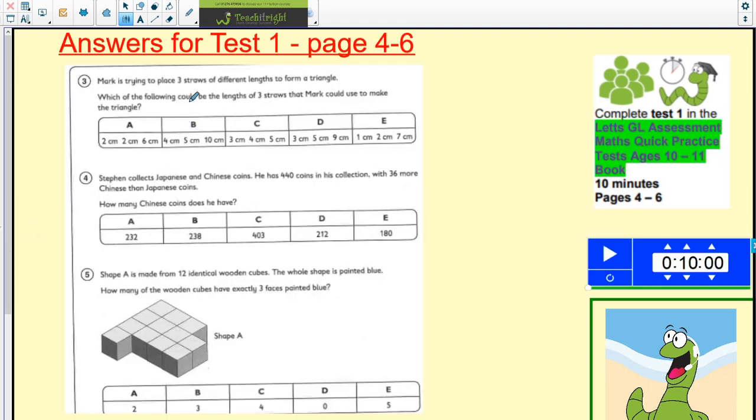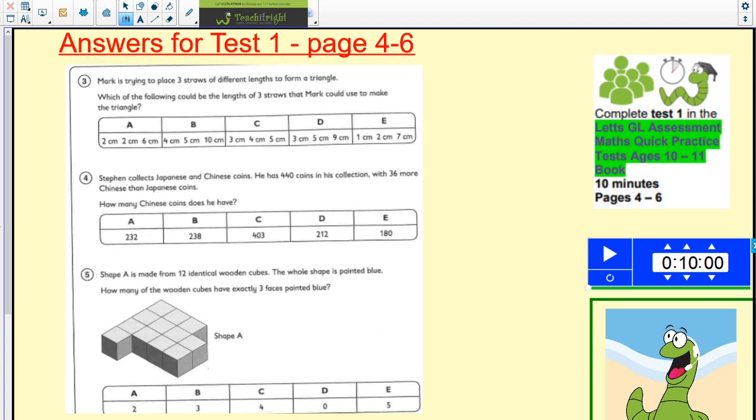Mark is trying to place 3 straws of different lengths to form a triangle. Which of the following could be the lengths of 3 straws that Mark could use to make the triangle? Right, so 2, 2, 6; 4, 5, 10; 3, 4, 5; 3, 5, 9; 1, 2, and 7. Right, this is a really cool question. So I'm going to try and draw it.